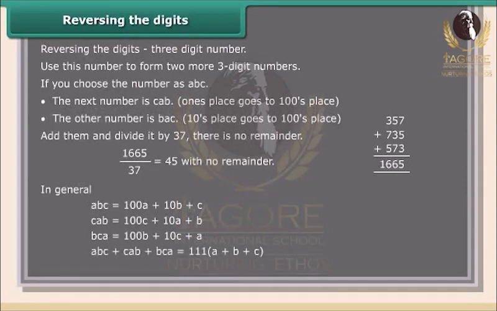BCA is equal to 100B plus 10C plus A. ABC plus CAB plus BCA is equal to 111 into A plus B plus C, which is 37 into 3 into A plus B plus C. So the sum is divisible by 37.